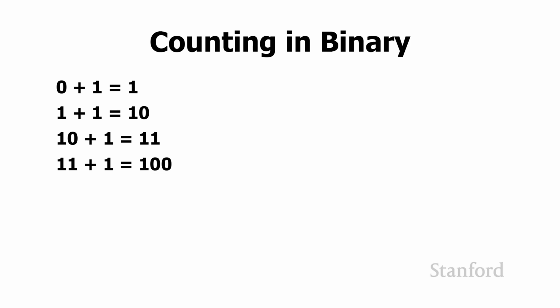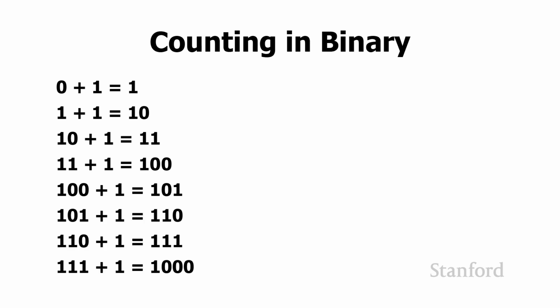We can keep on going with this, so 1, 0, 0 plus 1 equals 1, 0, 1. We can keep going and continue on, and so what I've written up here is the first 8 numbers of the binary number system, or actually the first 9 if you consider 0 as the first number in the binary number system. So 0, 1, 1, 0, 1, 1, 1, 0, 0, 1, 0, 1, 1, 1, 0, 1, 1, 1, and finally 1, 0, 0, 0.